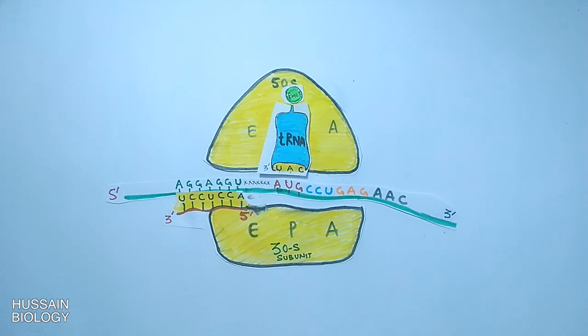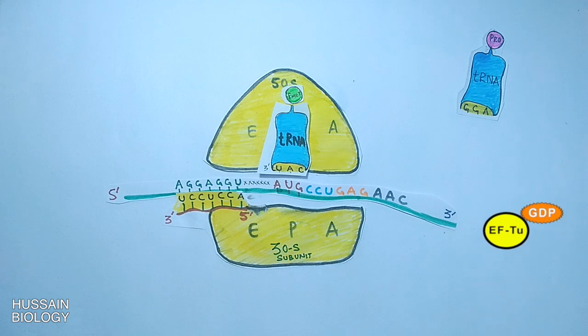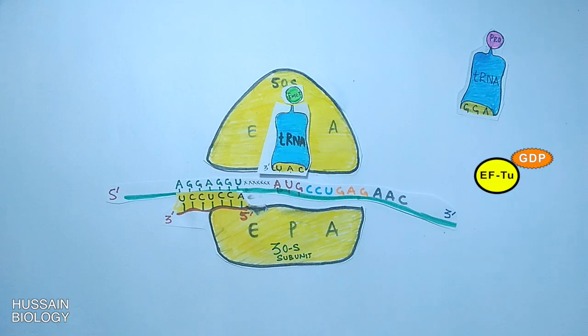Here we see in the diagram we have the second charged tRNA with the proline amino acid. This acylated tRNA, or charged tRNA, needs to enter the ribosome at the A site. But for this to happen, it needs EF-Tu, elongation factor thermo-unstable. So here we have EF-Tu bound to GDP. And then comes EF-Ts, which serves as the guanine nucleotide exchange factor for EF-Tu. And this EF-Ts replaces GDP with GTP as shown in the animation.